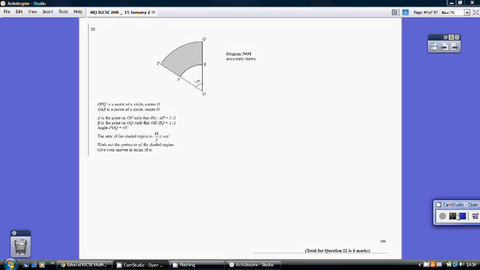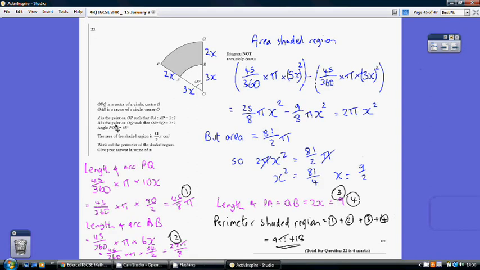So, question 22. Now I'm told that A is the point on OP such that the ratio of OA to AP is 3 to 2. So this ratio is 3 to 2. Now I don't know how long they are, but the ratio is 3 to 2. So I'm going to call this length from O to A 3x, and this length from A to P to be 2x, and the same from O to B and B to Q.